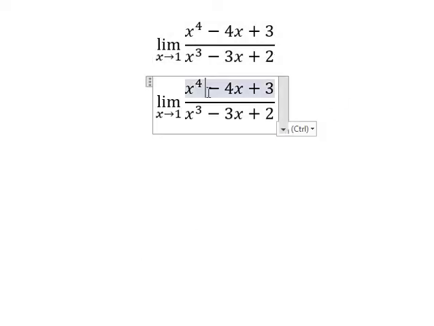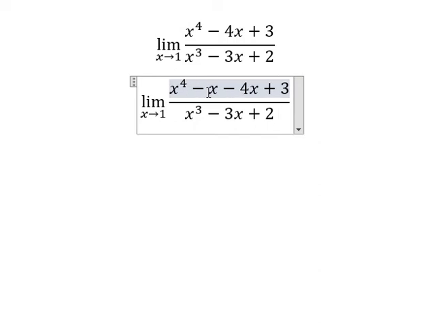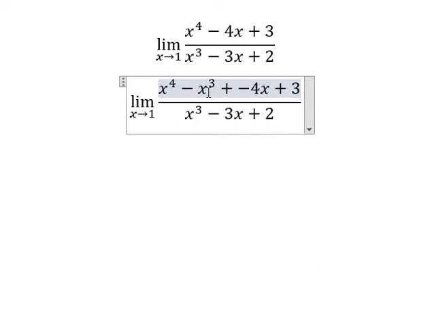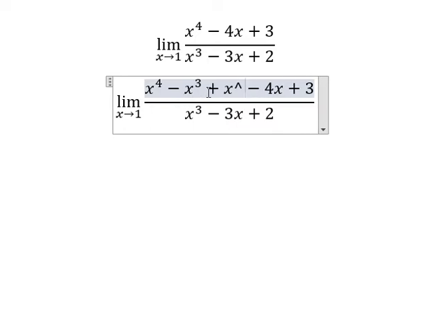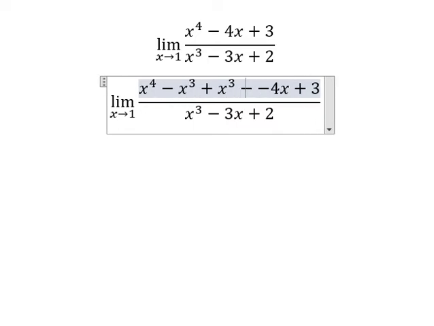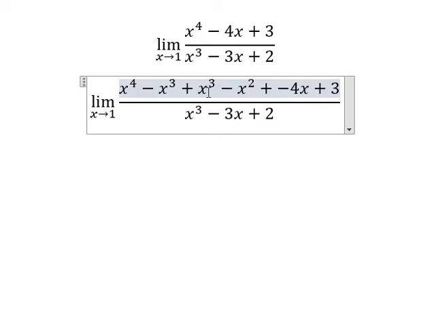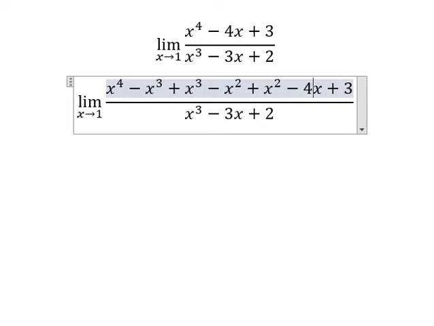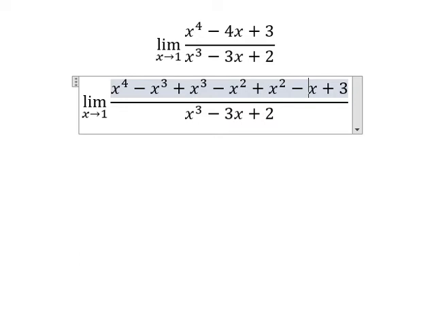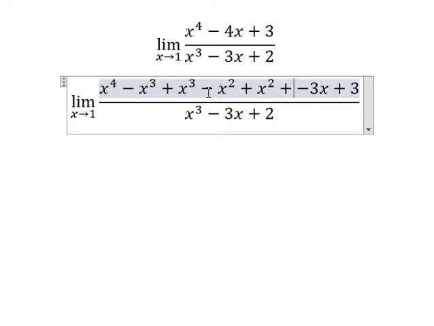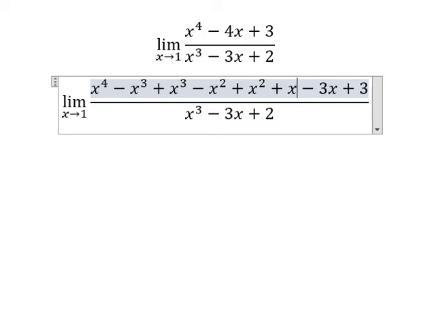We need to put negative s to the power of 3. Later we need to add back positive s to the power of 3. Next, I will put negative s squared. Later we need to add back positive s squared. Negative 4s, I will put negative 3s and positive s gone here. Negative s gone here.